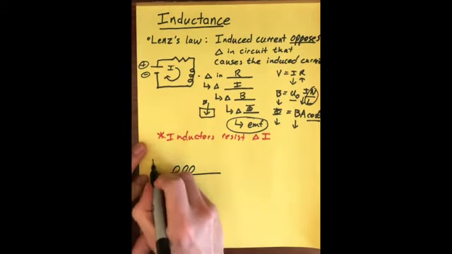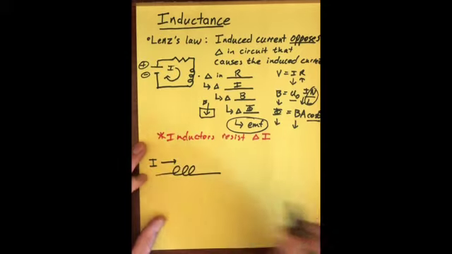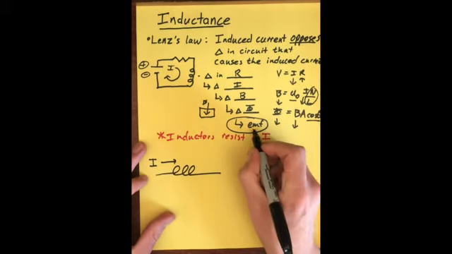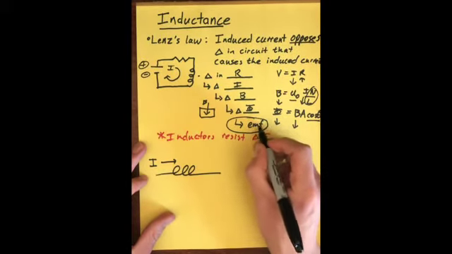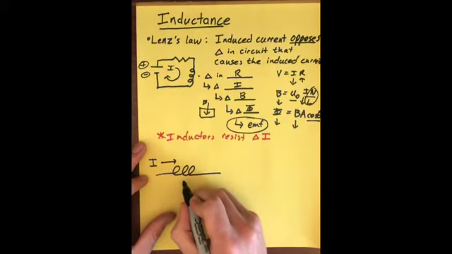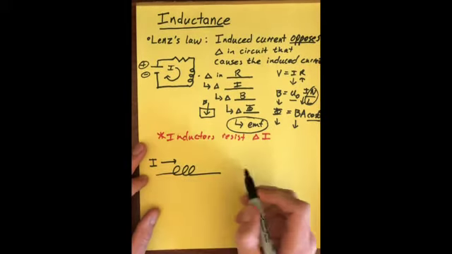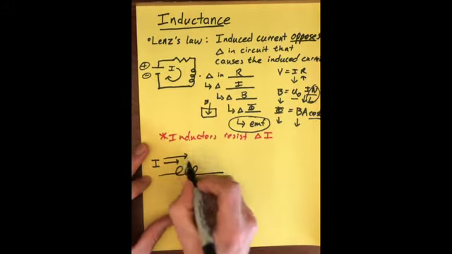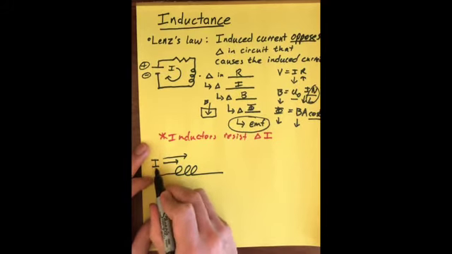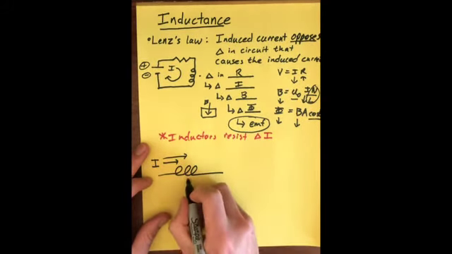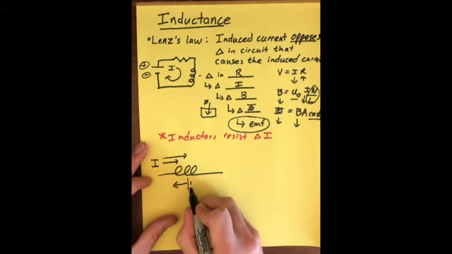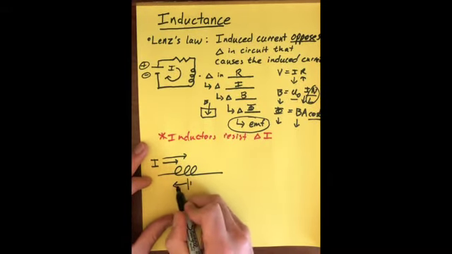If current is flowing to the right in this direction, and it changes, that will cause this whole slew of events to occur, and we'll get an EMF, or induced voltage, inside of our inductor. If I, or current, increases, that means that the change in current is happening to the right. This will oppose that by creating an EMF that pushes in the opposite direction.